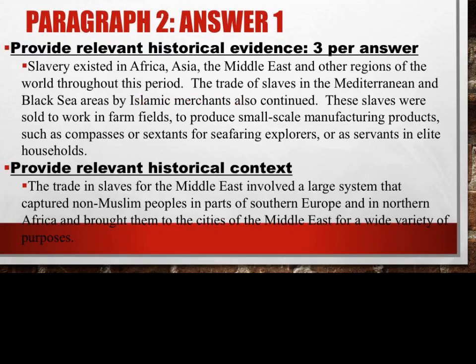These slaves were sold to work on farm fields, to produce small-scale manufacturing products such as compasses or sextants for seafaring explorers, or as servants in elite households. So these slaves that were traded across the Sahara and other parts of the Middle East, now I've explained what kind of work they did. Agriculture work, small-scale manufacturing, and I even gave some examples, and as servants in households. So there's 3 pieces of evidence for my first answer that support slavery as a continuity.